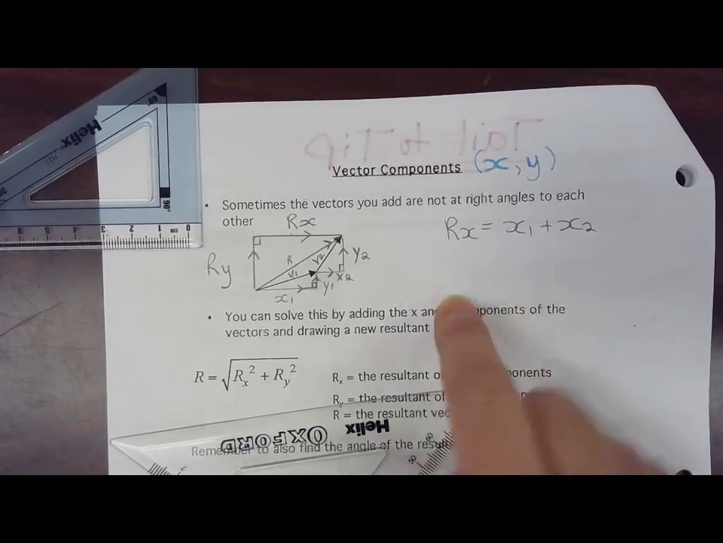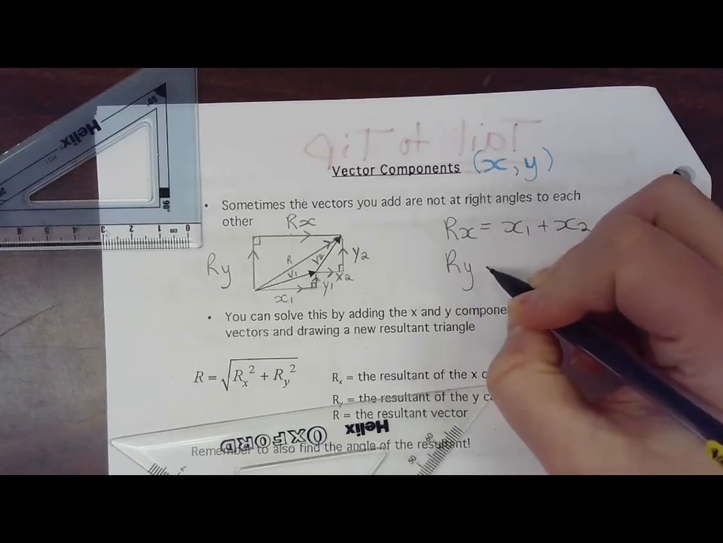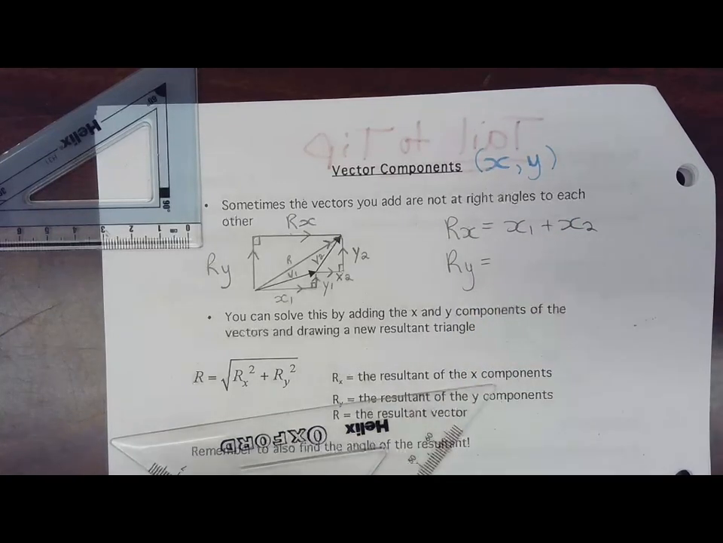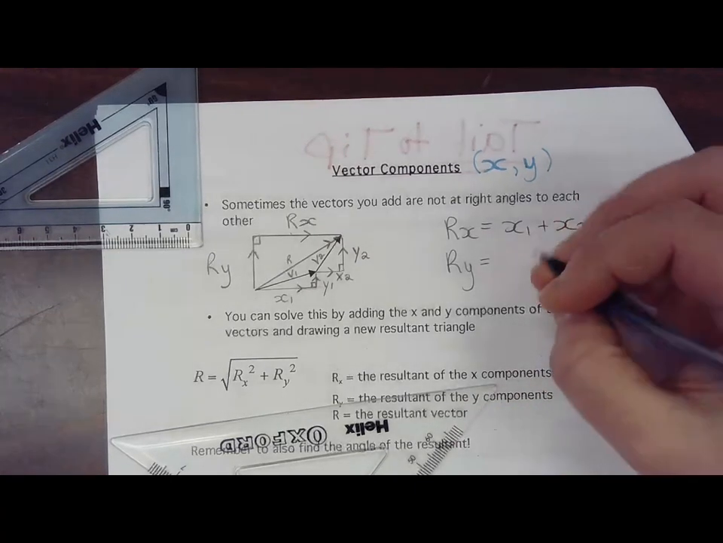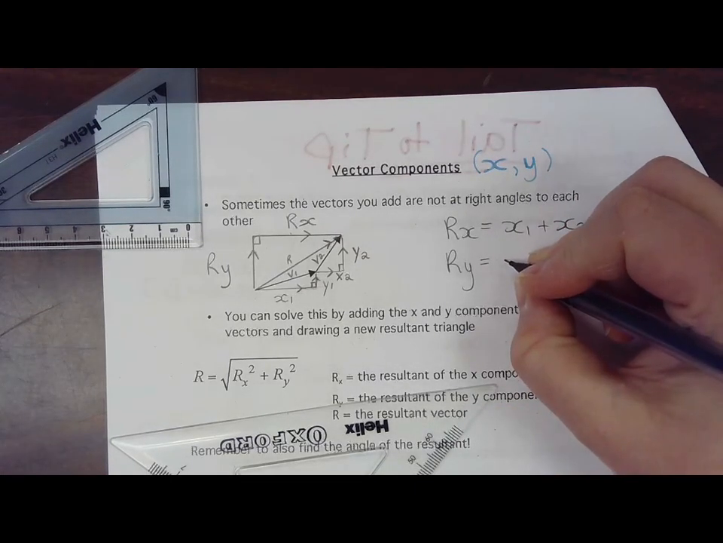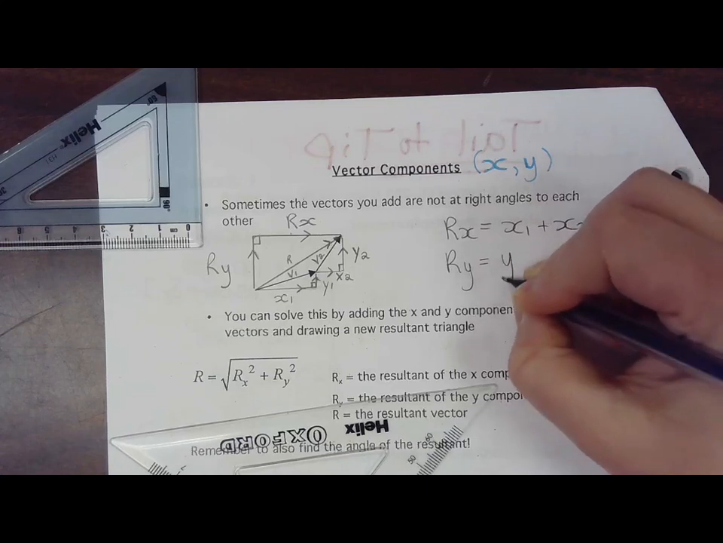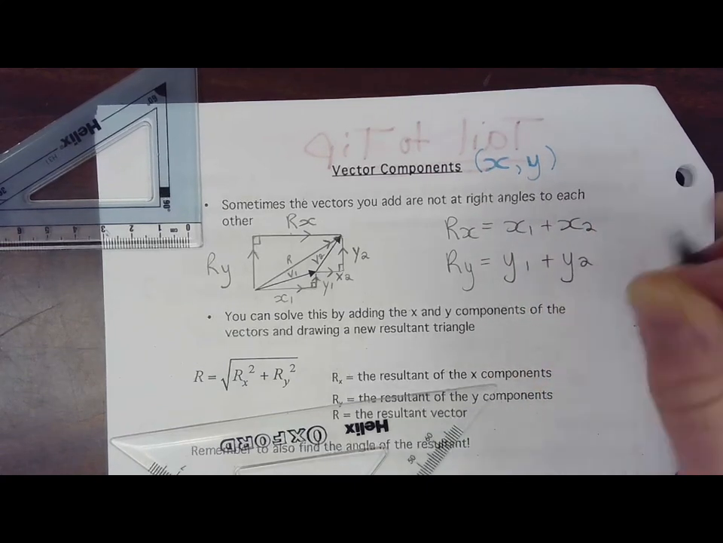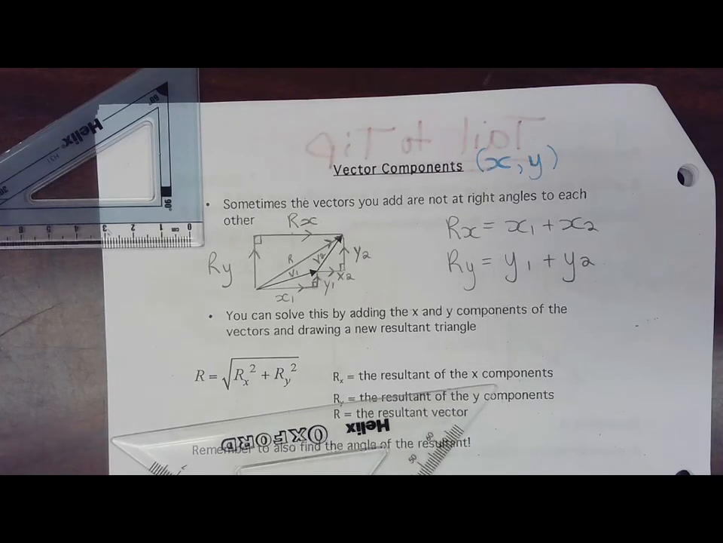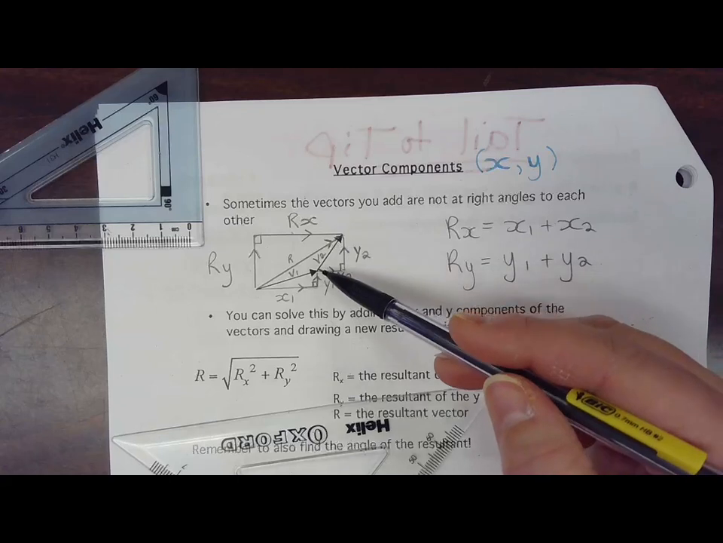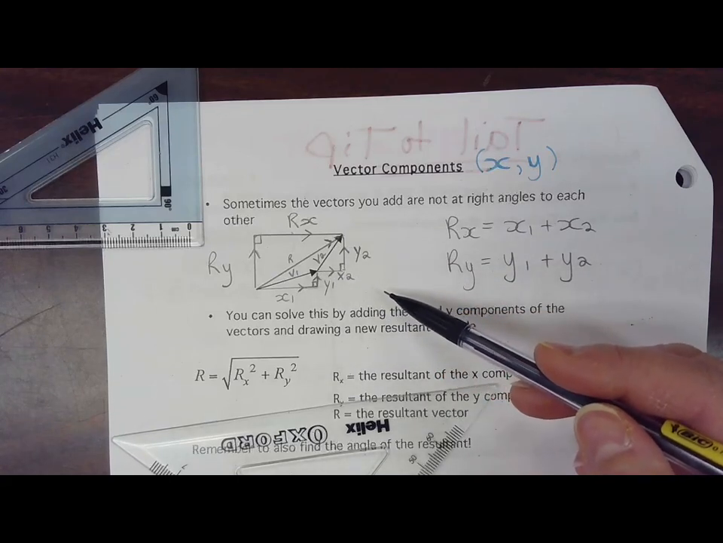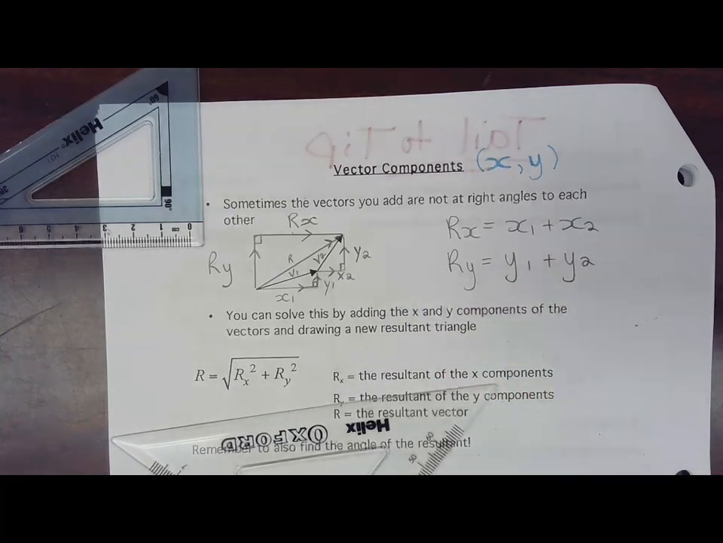And if I have Rx and Ry, I can use Pythagoras, or if I have an angle and one component, I can use trig to solve for the missing component. Ry is y1 plus y2. Now, y1 plus y2 will always be true, but remember, sometimes it could be negative. So if this other vector wasn't going up as well, if it was going downward, we would be adding it as a negative or subtracting it.